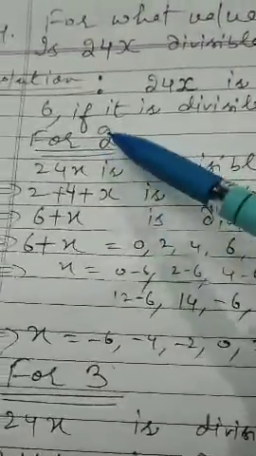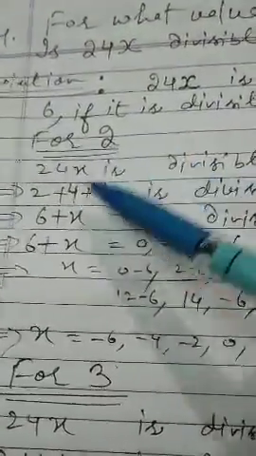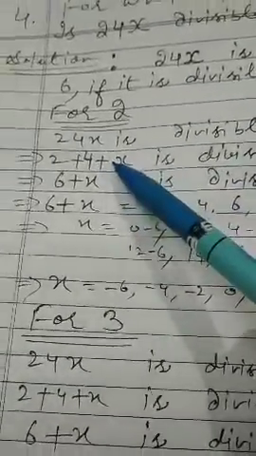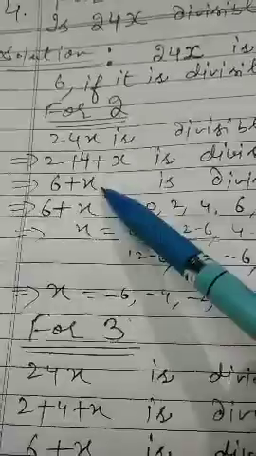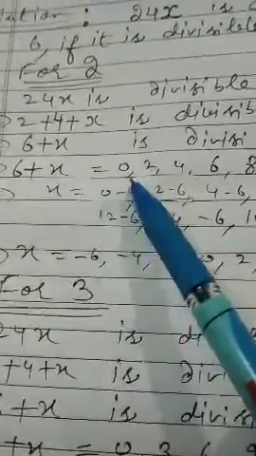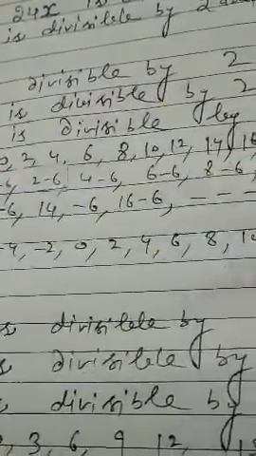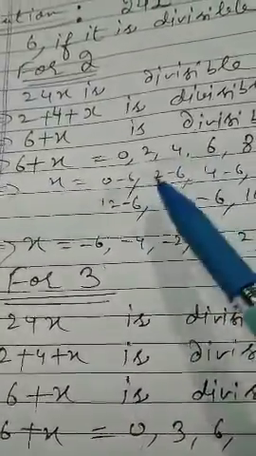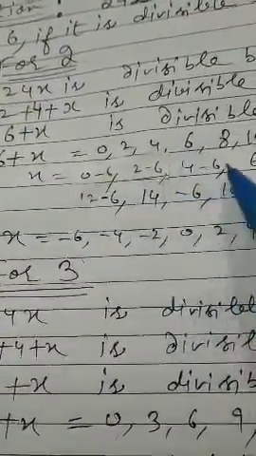Okay, now divisibility by 2. 24x is divisible by 2. Then add the digits. It will become 6 plus x is divisible by 2. Then in front of 6 plus x, you will write the multiples of 2. Then subtract 6 from each and every multiple one by one.